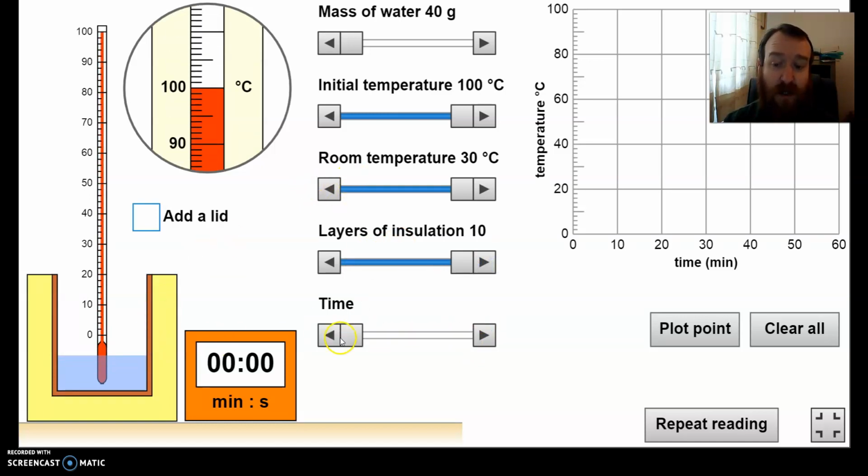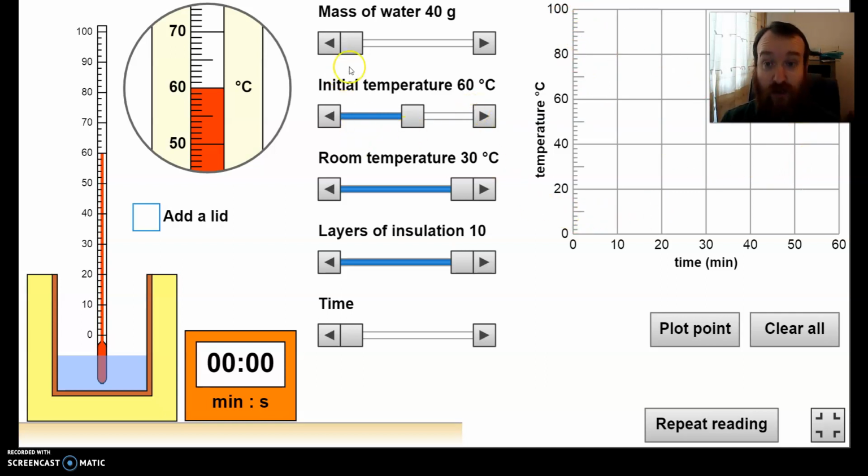So if I start my time at 0, at the beginning of the experiment, and my initial temperature is 100, I measure 100 on my thermometer. If my initial temperature is only 60, I measure 60. The point of this experiment is to look at how temperature changes over time. So what I'd like you to do, if you've got time and it's not too stressful, is have a look at this simulation and see what kind of graphs you can produce, some kind of cooling curves and maybe even some heating curves.